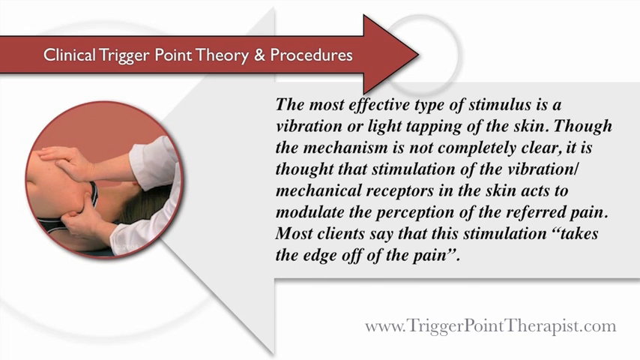The most effective type of stimulus is a vibration or a light tapping of the skin. Though the mechanism is not completely clear, it is thought that the stimulation of the vibration or mechanical receptors in the skin acts to modulate the perception of the referred pain. Most clients say that this stimulation takes the edge off of the pain.